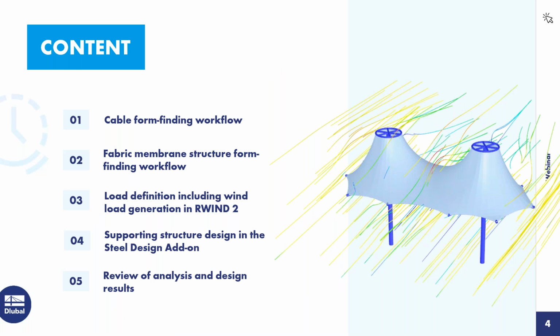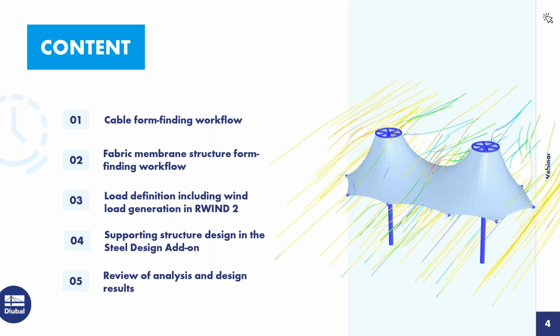So I want to quickly go over the content that we'll be covering over the next hour today. The first will be a simple example with a single cable element, and I want to explain the details of the form finding workflow. This is a bit different than what we saw in RFEM 5, so we'll just start off with this simple example.